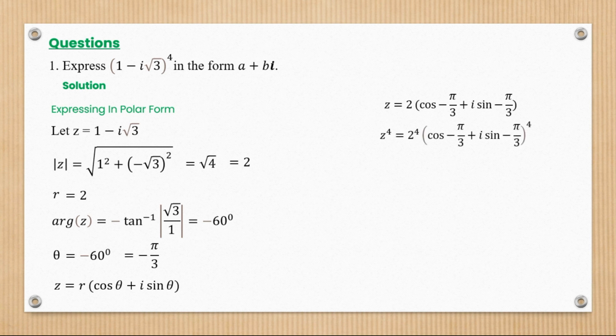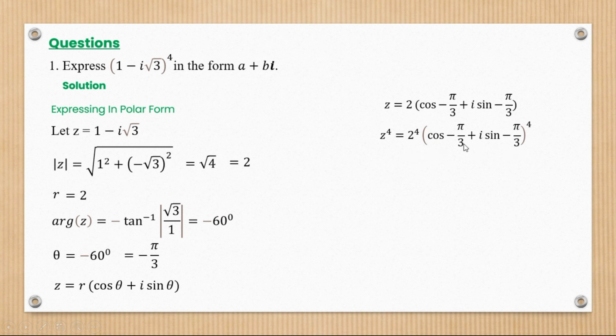And now we can go back to our original. Right now we said z is equal to that, so that means this value here is the same as z to the power 4. So now we are really looking for z to the power 4. So that means z to the power 4 is equal to that.